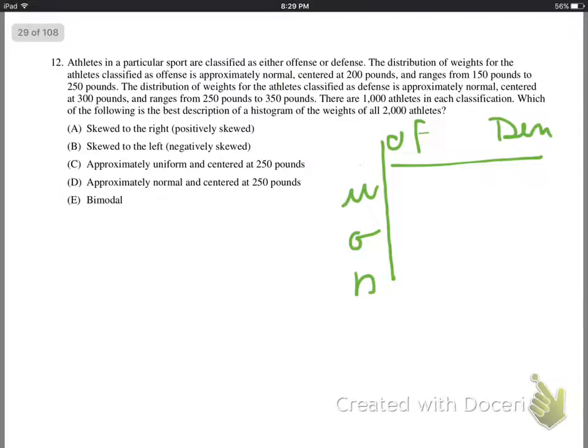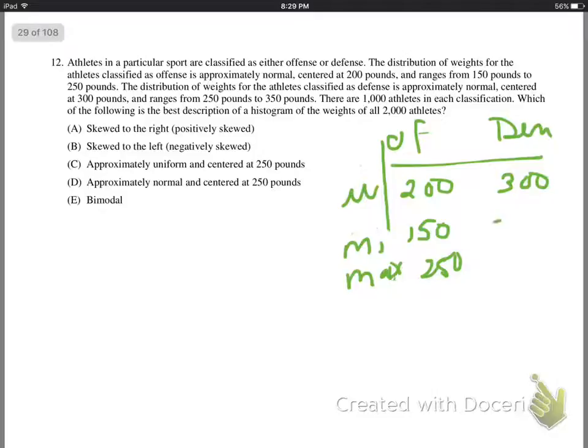Okay, so let's look at number 12. We have two different types of football players, offense and defense, and they have the mean for each of these groups. So this would be 200. My minimum is at 150, and my max is at 250. And in here, I have 300 pounds, and then I go from 250 to 350.